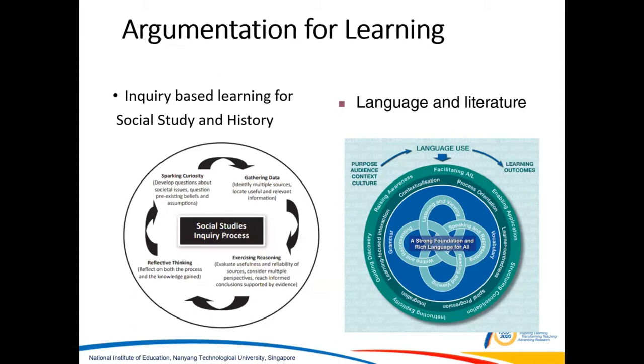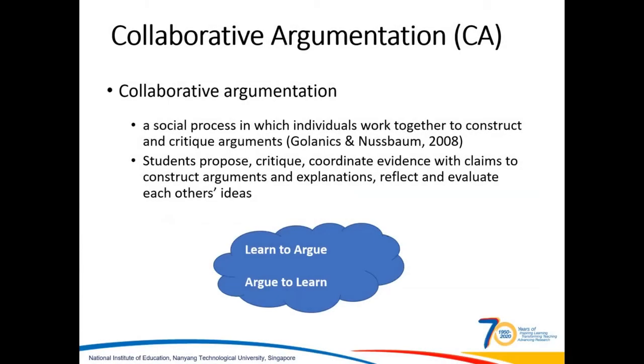In language and literature learning, students have to use language to argue, right? So argumentation also plays an important role in this process. The pedagogy we are proposing here is collaborative argumentation. Why collaborative? We want students to argue together. This is a social process in which individual students work together to construct and critique arguments.